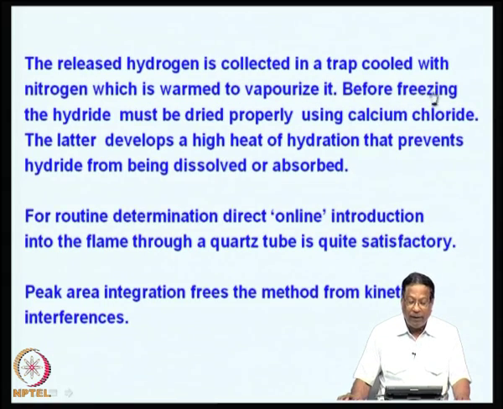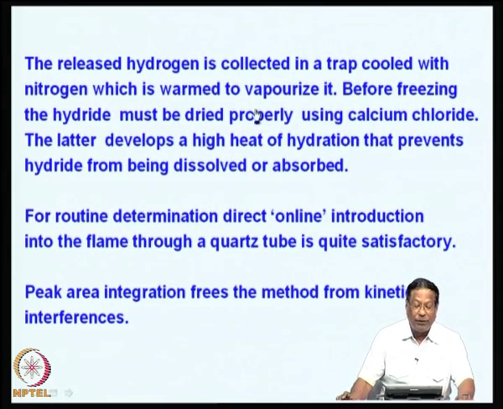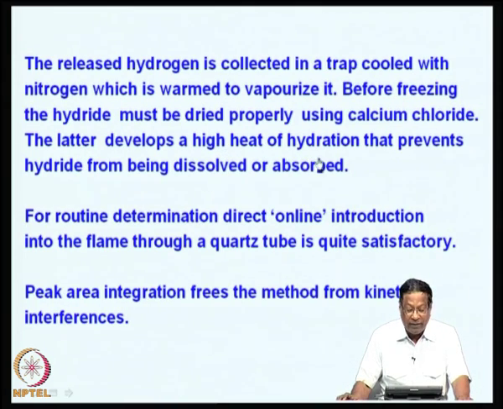So, the released hydrogen is collected in a trap cooled with nitrogen, which is warmed again to vaporize it. Before freezing, hydride must be dried properly. This is a precaution you should take. So, you must pass it through calcium chloride. What happens is the calcium chloride develops a high heat of hydration by utilizing the moisture associated with the solution, that prevents hydride from being dissolved or absorbed.